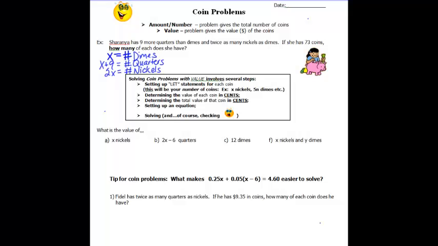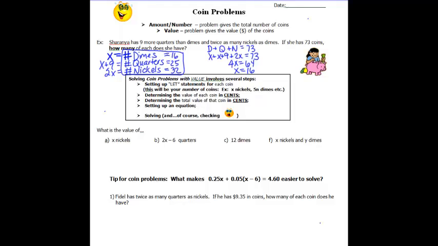If you want a little clue here, we can start with X being the number of dimes. Then she has 9 more quarters than dimes and twice as many nickels as dimes. And she has 73 coins altogether, so dimes plus quarters plus nickels equals 73. And I had X dimes and X plus 9 quarters and 2X nickels. And you should go ahead and pause here and solve that. I got 16 dimes, 25 quarters, and 32 nickels. That will be the easiest type of coin problem you will do.